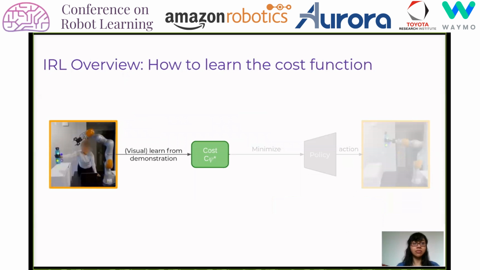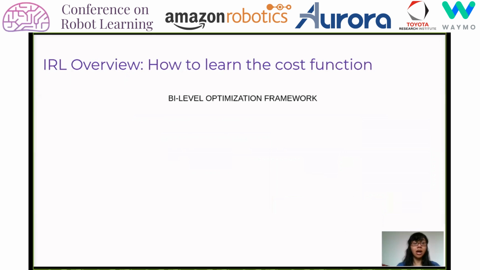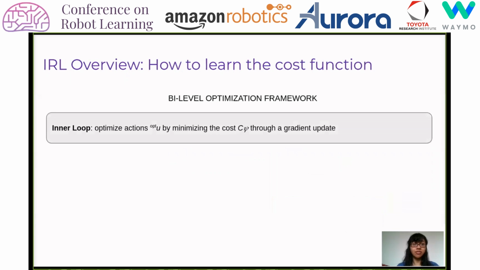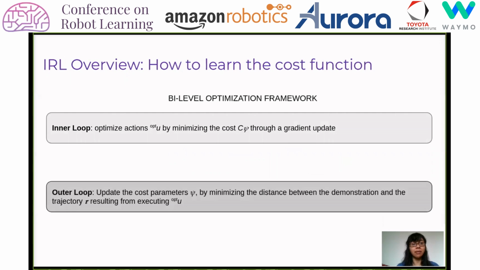We next provide an overview of learning the cost function. Our framework for learning the cost function builds upon recent work on gradient-based bi-level optimization. The inner loop of this framework optimizes the action trajectory using the current cost function parameters, while the outer loop updates the cost function parameters psi. In comparison to other IRL algorithms, our outer loop updates the cost function parameters by differentiating through the inner loop. The gradient-based connection between the inner and outer loops leads to a more stable and effective optimization.